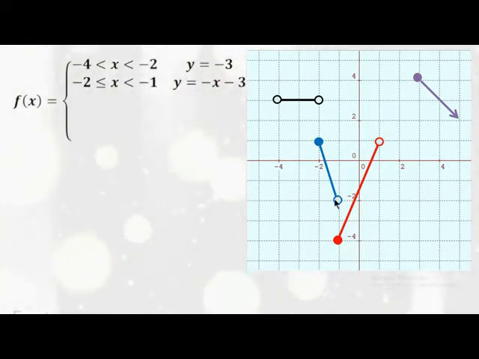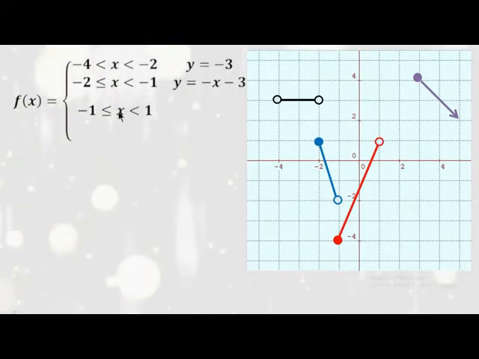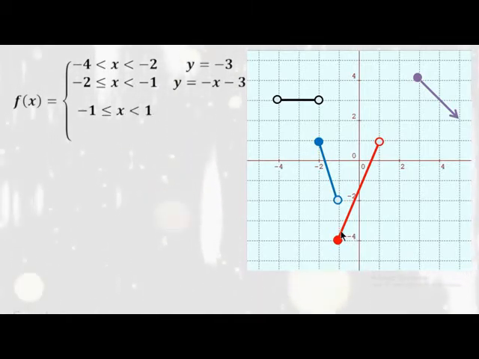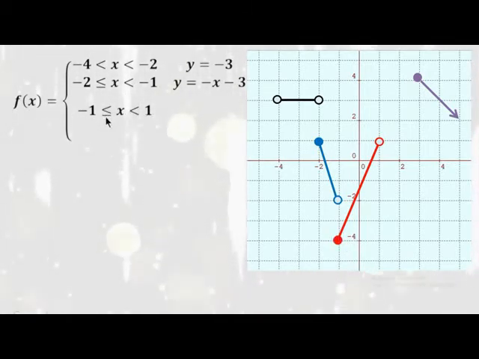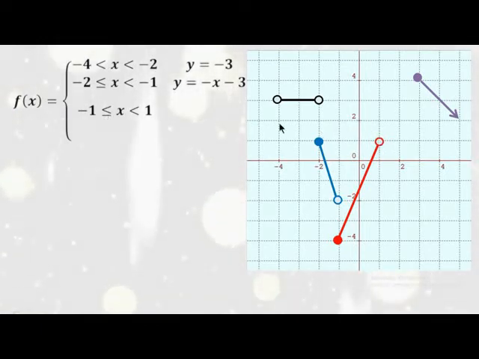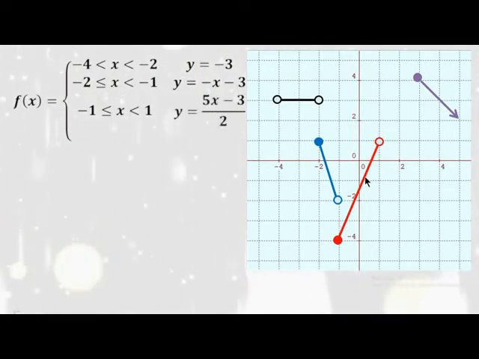How about this one? The domain of this line starts from negative 1 until 1, but remember, one of the edges is a filled dot and the other is empty. So the domain is x greater than or equal to negative 1 and x less than 1. This is filled, so it is equal, and this is empty, so it is not equal. The equation of this straight line is y equals 5x minus 3 over 2.